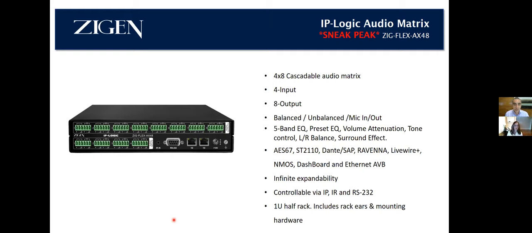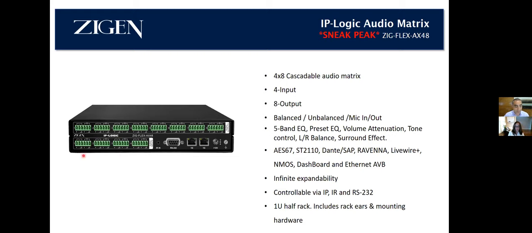Our audio matrix. You actually now can import more audio sources and go out to more audio zones. So you have four inputs. This is a 4x8 footprint. It's 1U design, half rack space. So you could actually put a couple of them side by side to be 16x8. So it's four inputs, eight zone output.